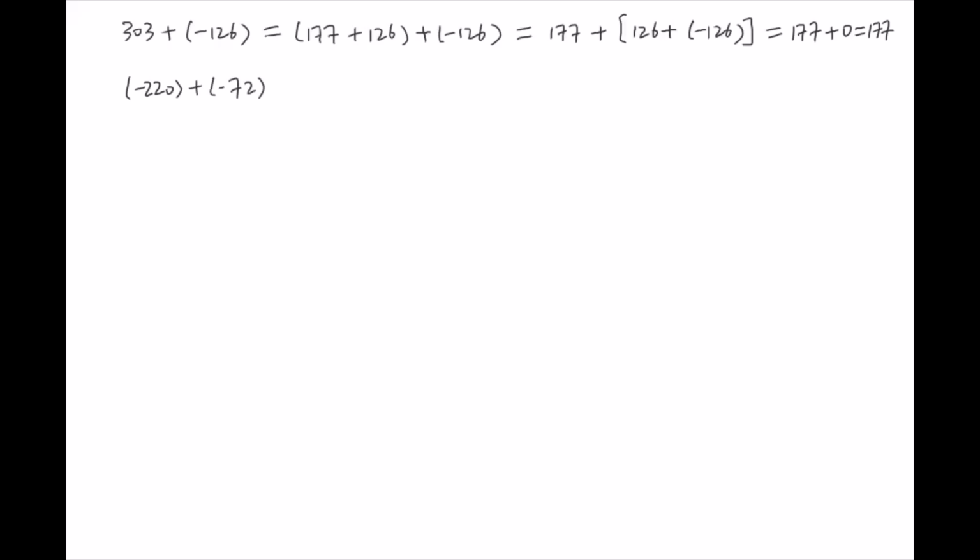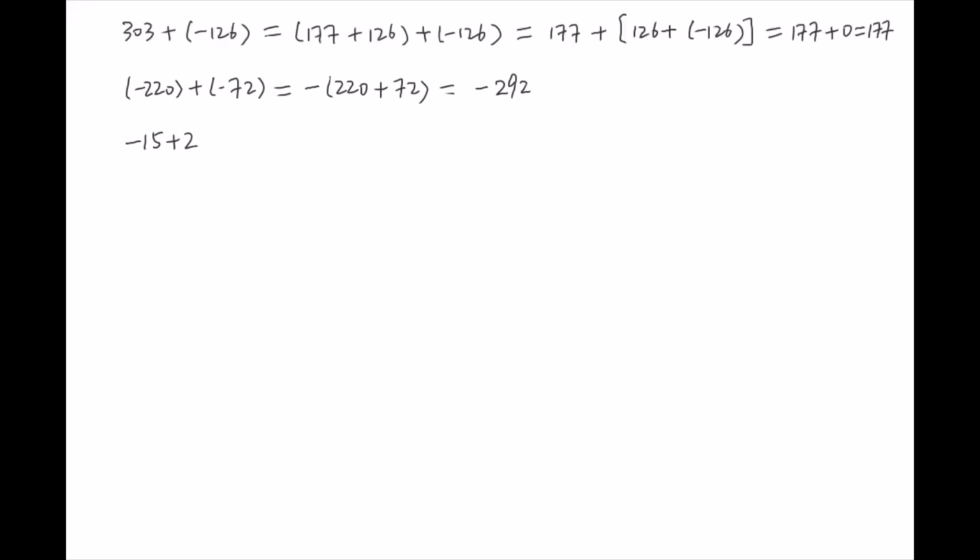Negative 220 plus negative 72 equals negative (220 plus 72) equals negative 292. For this question, actually, we just use the property of the opposite of the sum. Next example.